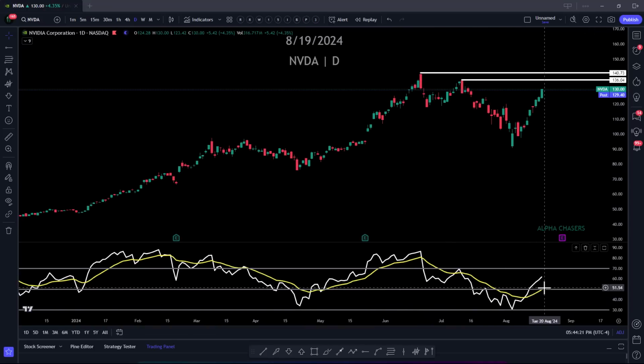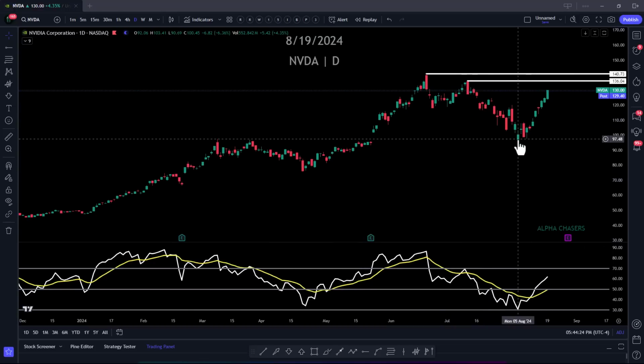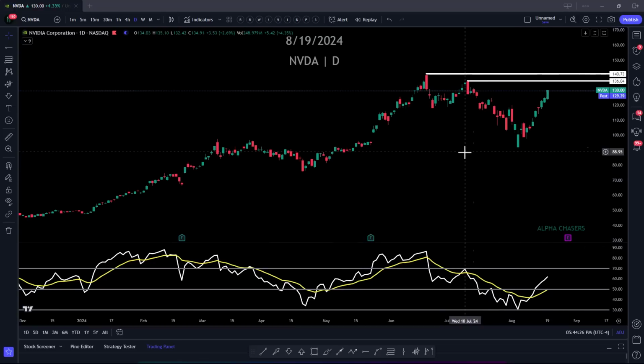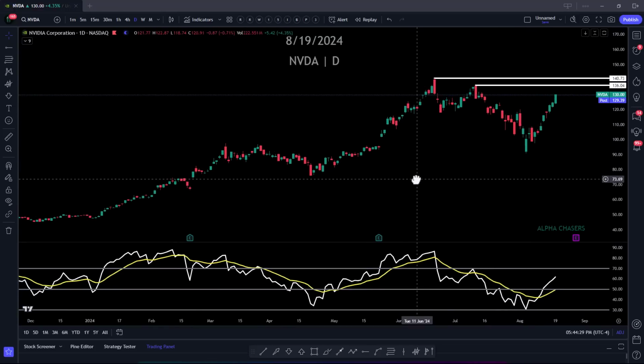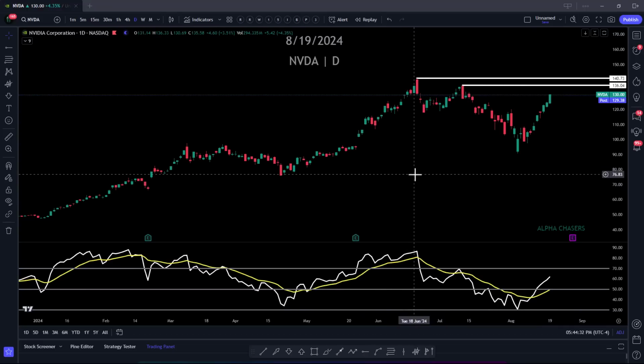I don't even have the moving average crossing over the 50 yet. So we can say we're overbought. We can say we moved too fast too soon. Could you pull back? Sure. I'll ask it again: what's the catalyst that's going to get us down? Because things are opening up.